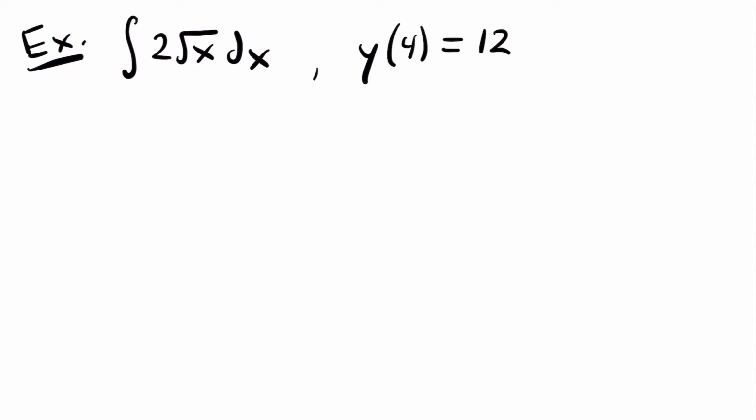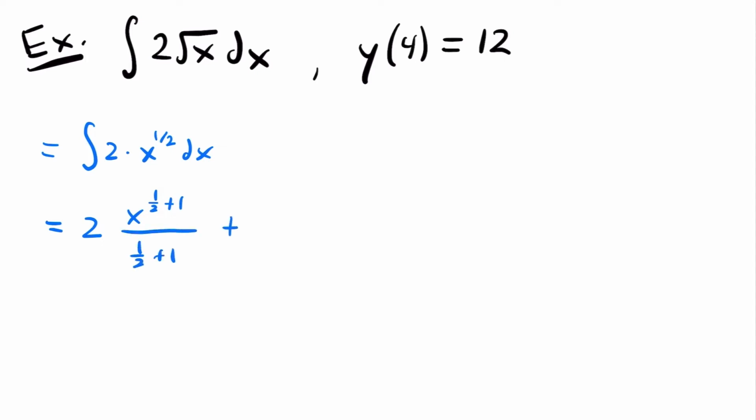And so the first thing I'm going to want to do is rewrite our integral and change this square root of x to x to the 1/2 power. So we'll rewrite that this is equal to the integral of 2 times x to the 1/2 power dx. And now we can go through with our integration process. We'll have that this is equal to 2, and then we're going to use the power rule for integration. So we're going to have x to the power of 1/2 plus 1 divided by 1/2 plus 1. And then we need to remember to add plus c.